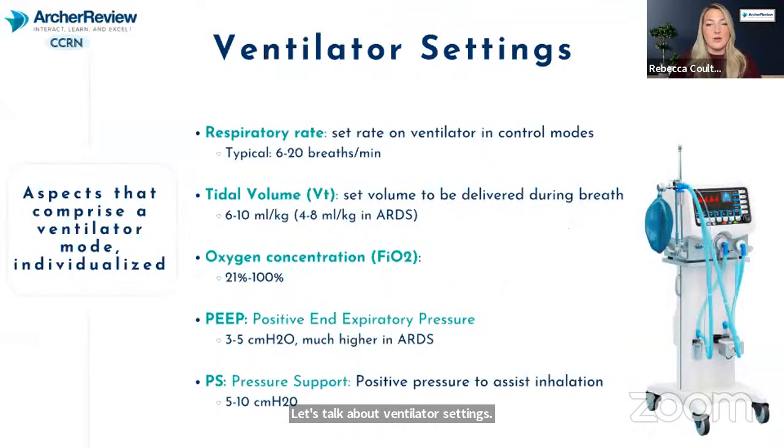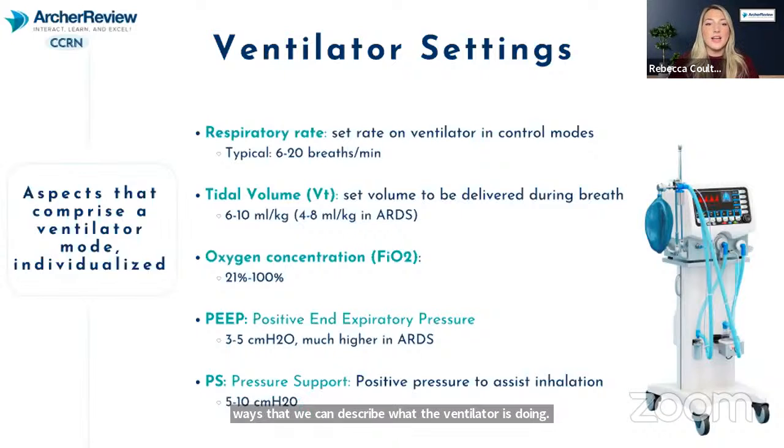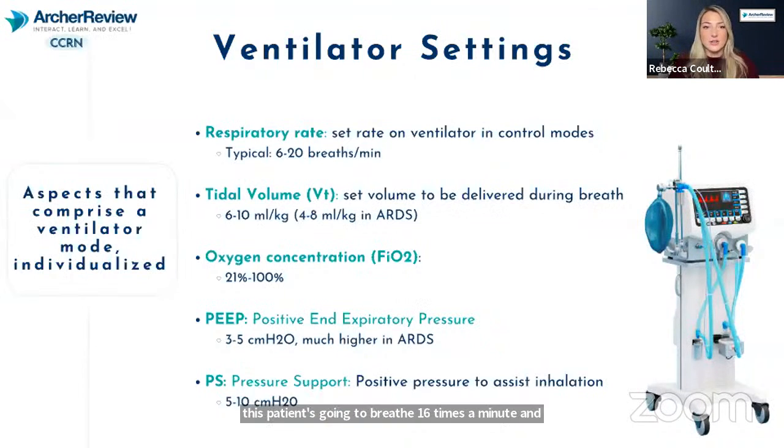There's two kind of categories. When we look at a ventilator, we're looking at two ways that we can describe what the ventilator is doing. The first is settings. So we've got a respiratory rate. We can set the respiratory rate on the ventilator, specifically in control modes, and say, hey, this patient's going to breathe 16 times a minute. And we're setting that respiratory rate. So that's a ventilator setting.